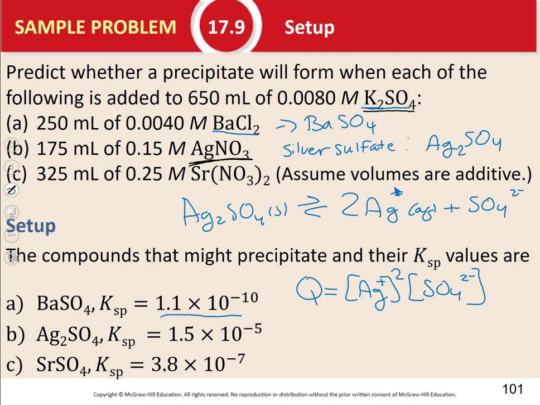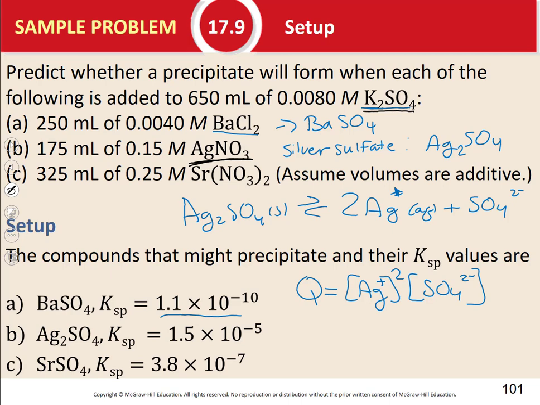So don't skip writing out your dissociation equation, because we need to make sure that we know its stoichiometry, because the stoichiometry is going to affect how we calculate Q. Make sense? Do we feel like we can do that one entirely on our own, or should we do it in its entirety? Let's do that one in its entirety.